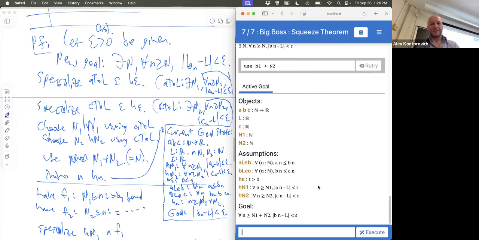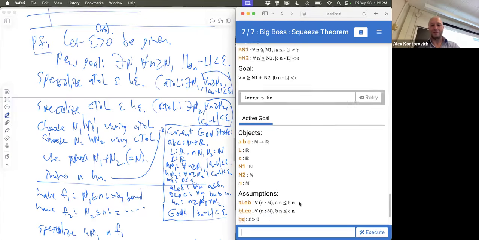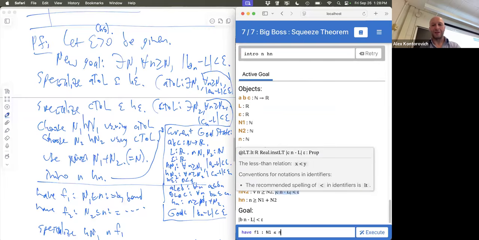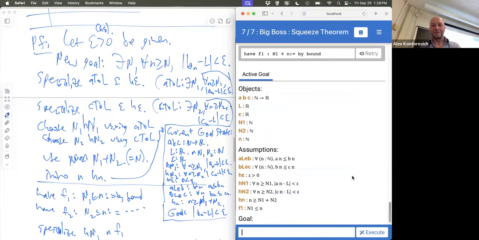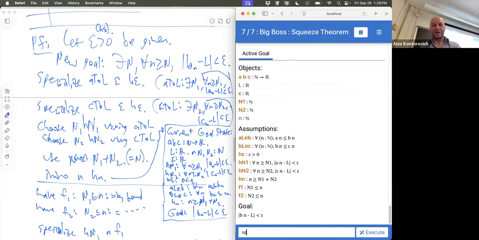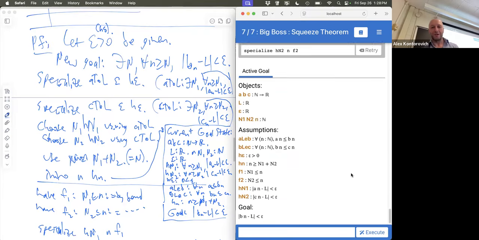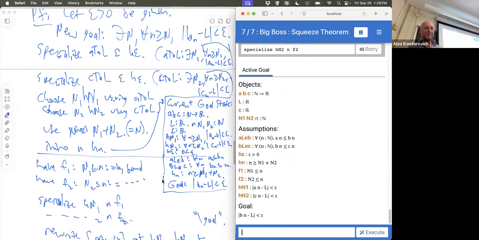So where are we? We're here. Intro n hn. Have F1, which is that N1 is less than or equal to n by bound. Have F2, which is that N2 is less than or equal to n by bound. Okay. Specialize HN1 to n together with F1. Specialize HN2 to also the same little n, but now using F2. Beautiful. We got all these inequalities.